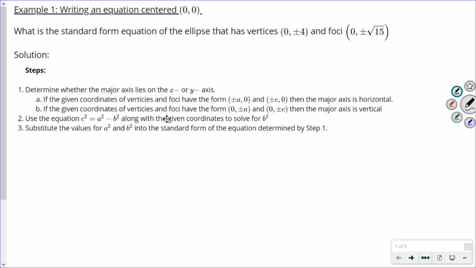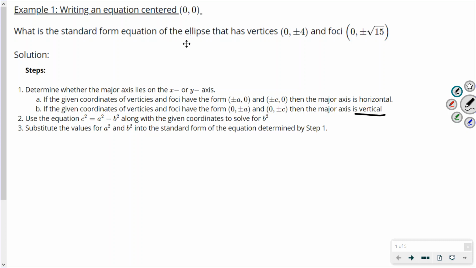So before I know which equation to use, I need to decide if it's vertical or horizontal. So let's look at the format of our vertices and foci. Look at the format for vertices and foci for horizontal. It has the a in the x component, and certainly it's not there. So that jumps down to letter B here, where it says the vertices and foci are in this form. Notice I have the plus or minus a here and the plus or minus c here. Perfect. So that means this is vertical.